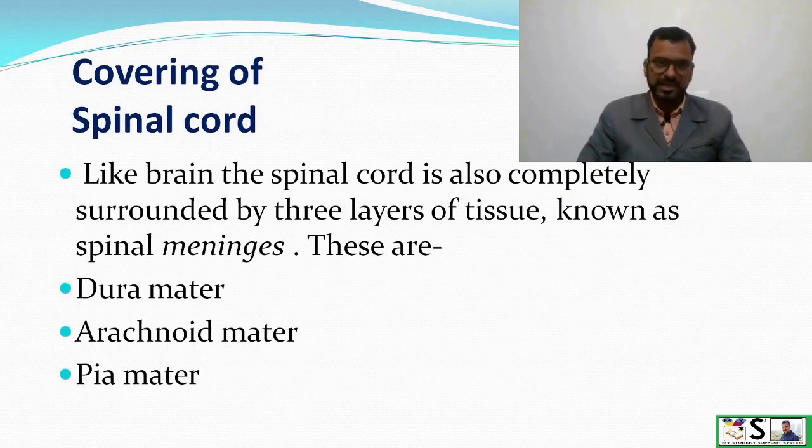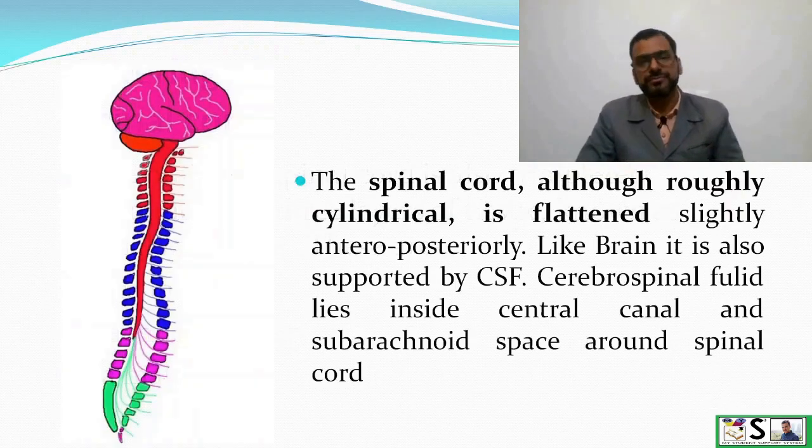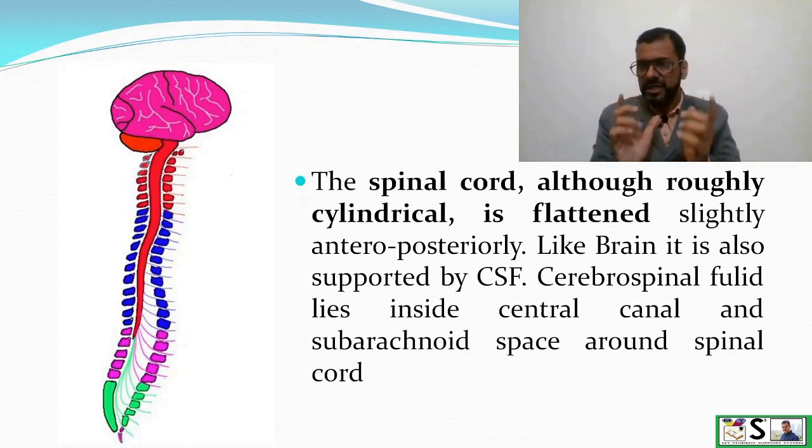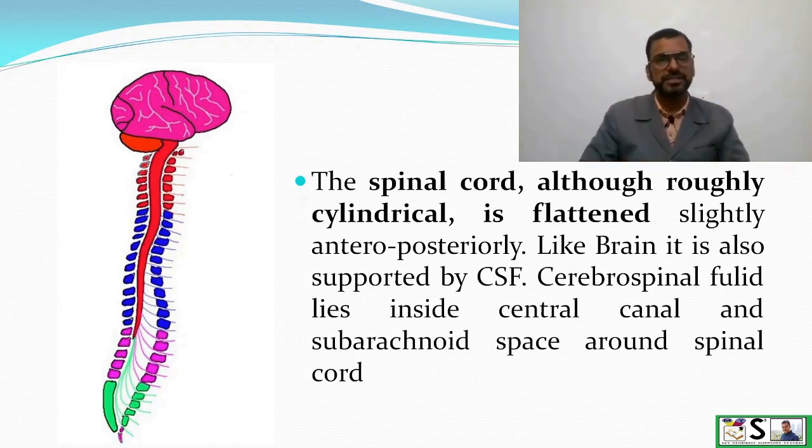Coverings of spinal cord. Like brain, spinal cord is also completely surrounded by three layers of tissue known as spinal meninges. These are dura mater, which is outermost layer, arachnoid mater, which is middle layer, and pia mater. The spinal cord, although roughly cylindrical, is flattened slightly antero-posteriorly. Like brain, it is also supported by CSF, cerebrospinal fluid. This cerebrospinal fluid lies inside the central canal and the subarachnoid space around the spinal cord.